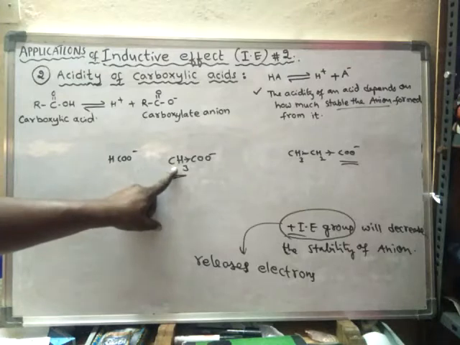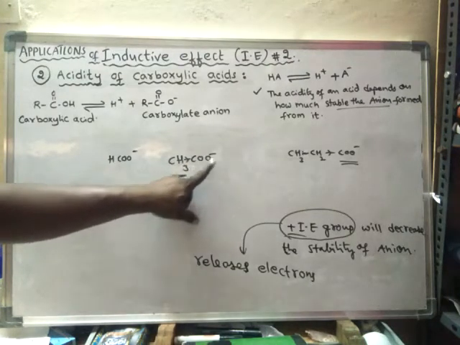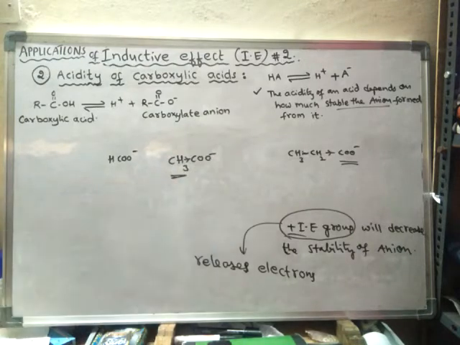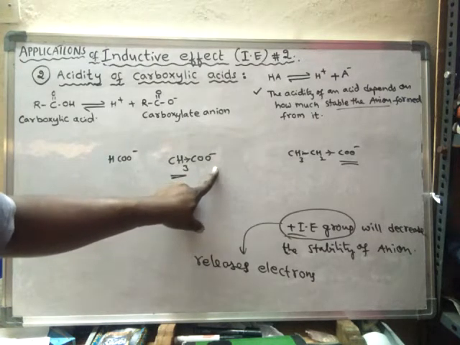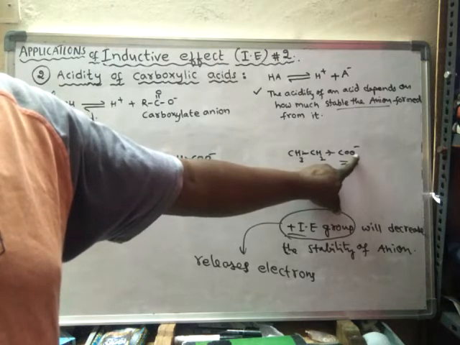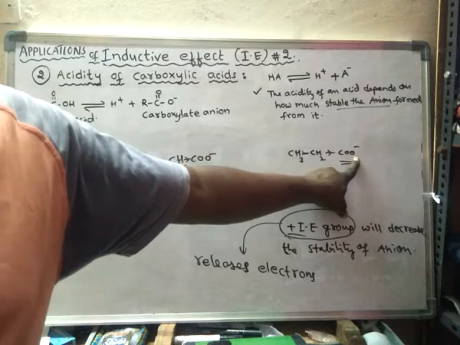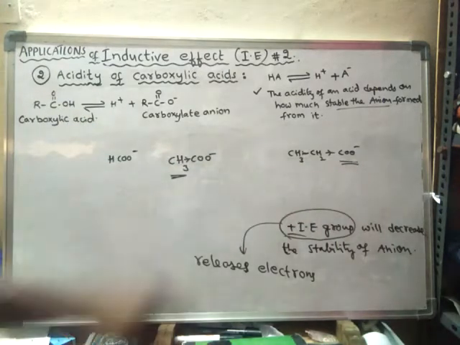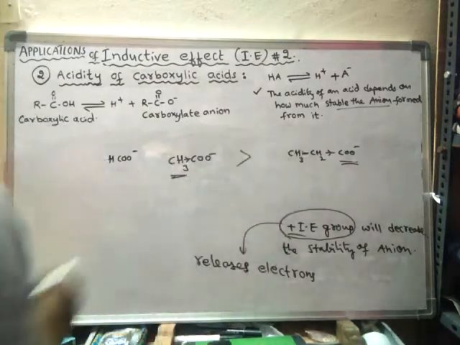Here its stability is also affected, but not to that extent. The methyl group is also releasing electron density onto this one. Therefore the oxygen electron density is increased, but the increase on this oxygen is comparatively less when compared to the increase in electron density on the other one. So here electron density is more increased, here it is less increased. That means it is more stable than this one.